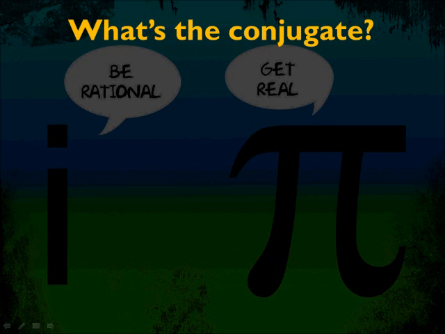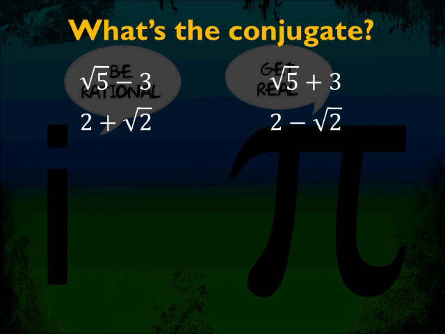Alright, the last thing I want to do is make sure that we know what the conjugate of each of these values are. So you can do these orally, you don't have to write these down just to check your answer. You can even do these in your head. First, we have radical 5 minus 3. What's the conjugate? Radical 5 plus 3. Next, we have 2 plus radical 2. The conjugate is 2 minus radical 2.